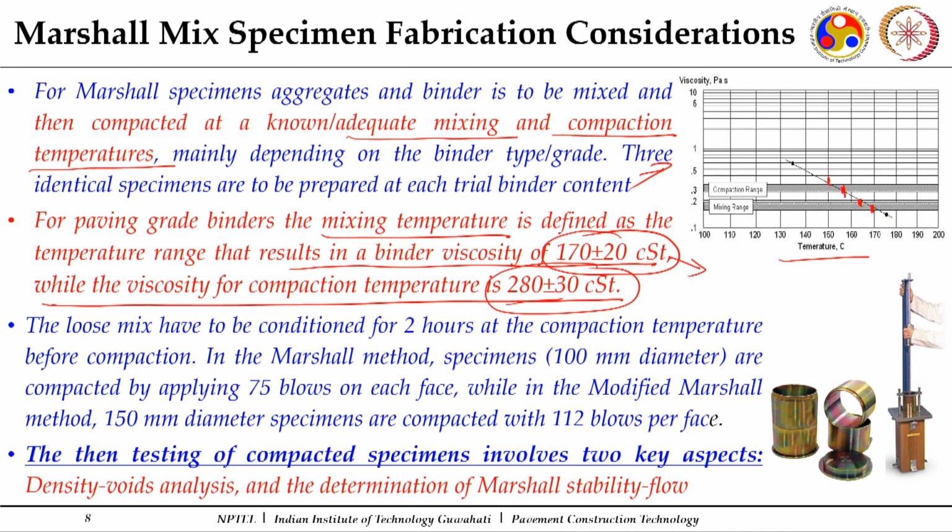Once the mix is prepared at this temperature, it is stored in an oven for a period of 2 hours. This is for conditioning, and it is done at the compaction temperatures. Whatever compaction temperature we use to produce the cylindrical specimens, we condition the specimen at that temperature for 2 hours. This helps us simulate the short term aging that can happen when the mix is produced at a hot mix plant, where it may be stored for a period of time, then transferred to the field, and finally layered and compacted.